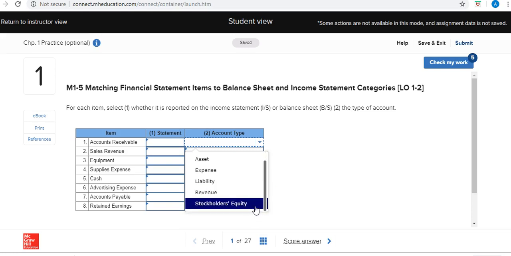And stockholders' equity represents the owners' or stockholders' claims on the assets of the business. And these claims come from two sources, either from amounts that the stockholders have contributed directly to the company in exchange for stock, or amounts that have been earned by successful operations of the company. We call those profits or net income.